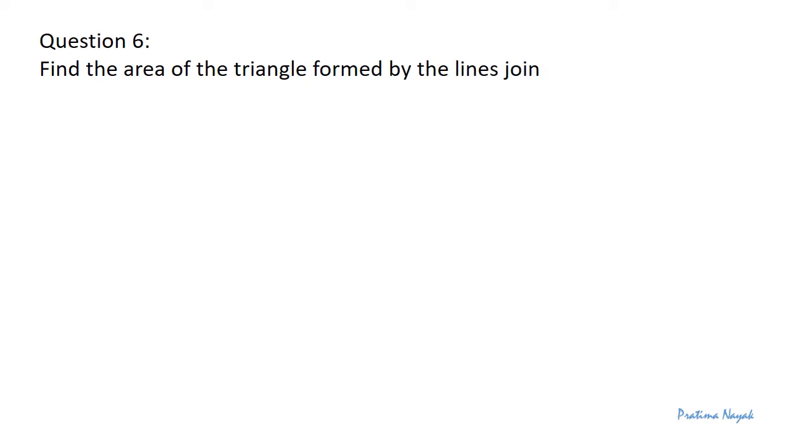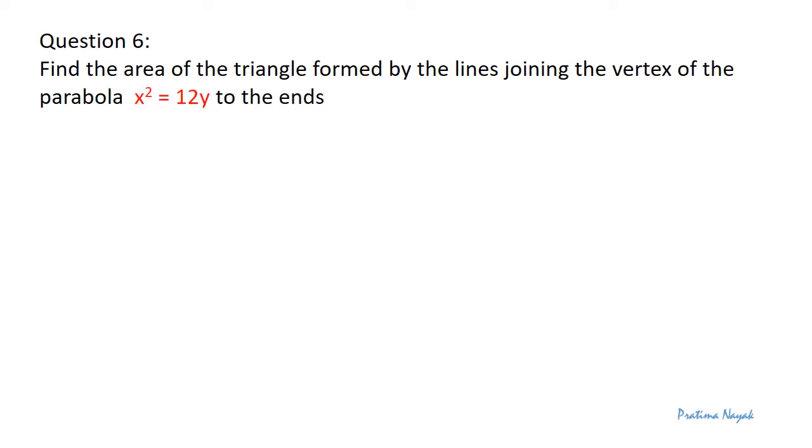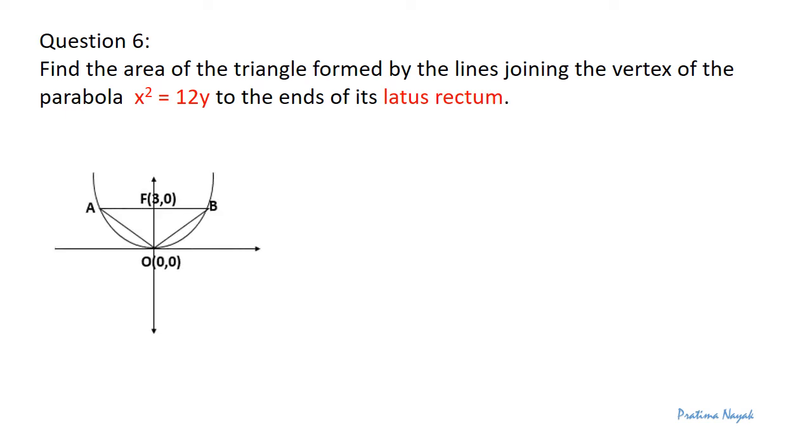Question number 6. Find the area of a triangle formed by the lines joining the vertex of the parabola x square is equal to 12y to the ends of the latus rectum. Please see the figure. Here triangle AOB is such that one vertex is at origin and A, B are end points of the latus rectum. So AB is the base.